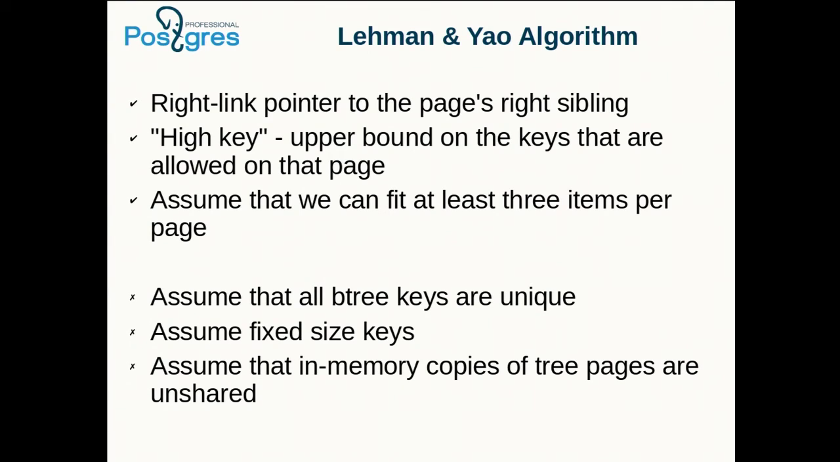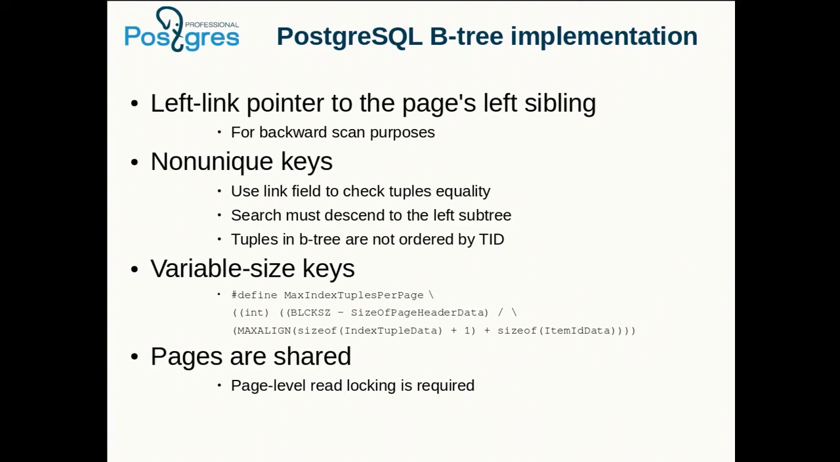And I'd like to explain how this is done in Postgres. So, the major ideas of the Lehman and Yao algorithm are implemented unchanged. We have both right links and high keys, but in addition to right links, we also have a left link, which is used to do backward index scans. The next point is about the assumption of unique keys. Even a unique B-tree index, which is a unique index or primary key, can have non-unique keys because of MVCC. The very first implementation of B-tree in Postgres had an additional attribute on each index tuple, which was guaranteed to be unique. It added some overhead, and since version 7.1, we do not have it.